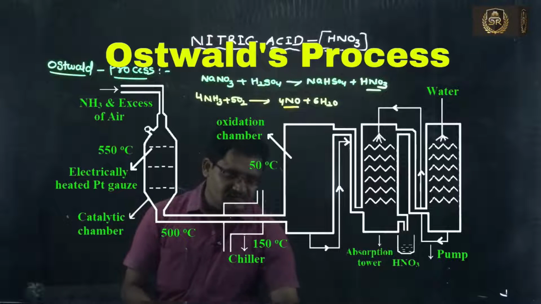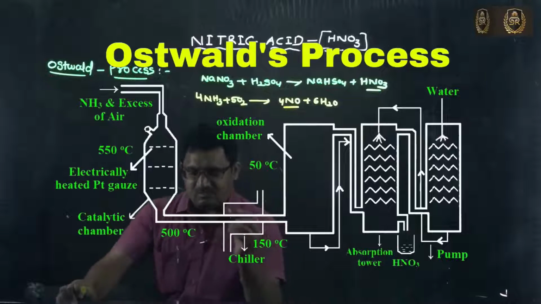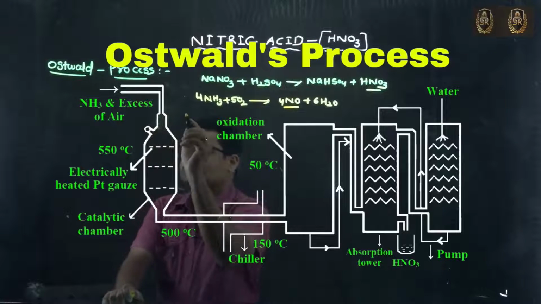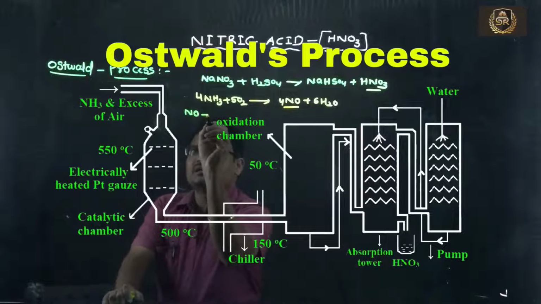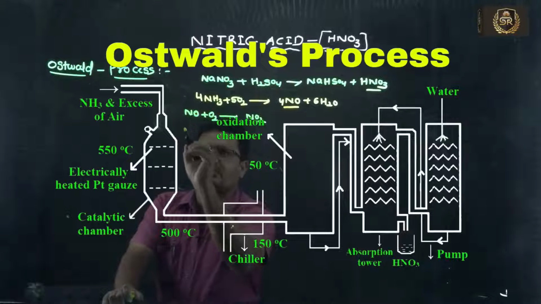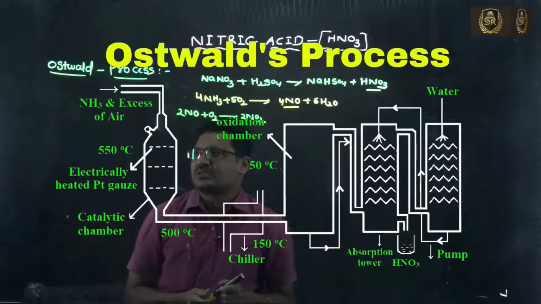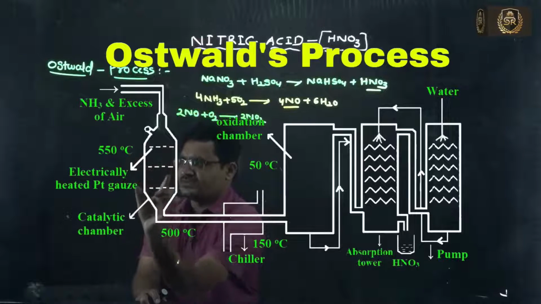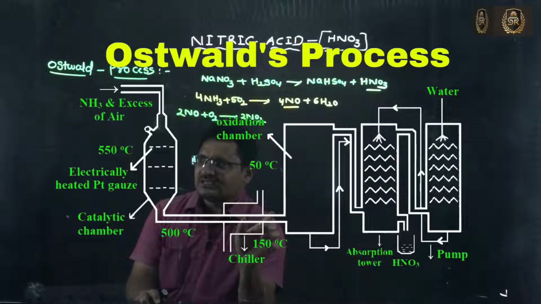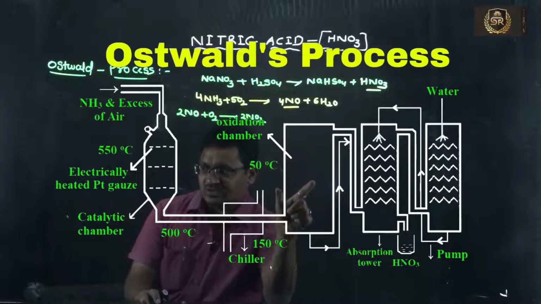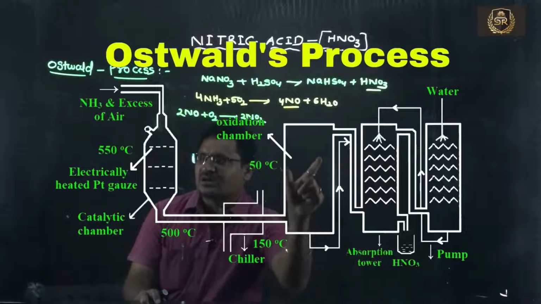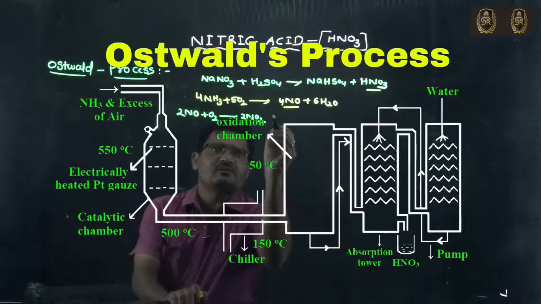Now what is the next one? This nitrogen monoxide is oxidized with oxygen to get nitrogen dioxide. This is in the presence of oxygen at 150 degrees centigrade. Nitrogen dioxide is formed in this tower. This tower is called the oxidizing chamber.